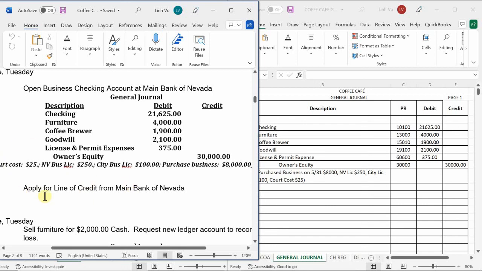So is this something we need to journalize? Is this something we need to journalize, that we applied for a line of credit?